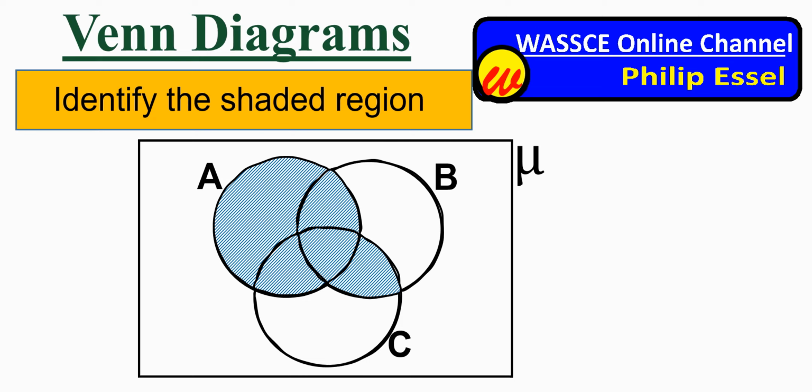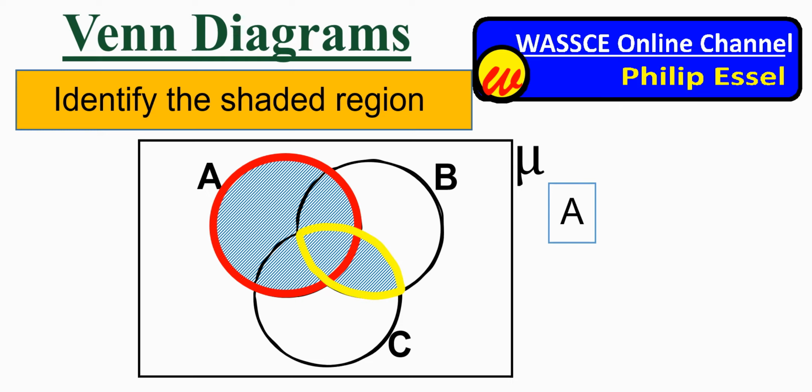How do we identify this region? To do this, you will take the regions one after the other. So this is our first region. I believe you remember the name or notation of this region. This region is A or set A. I hope you remember this.